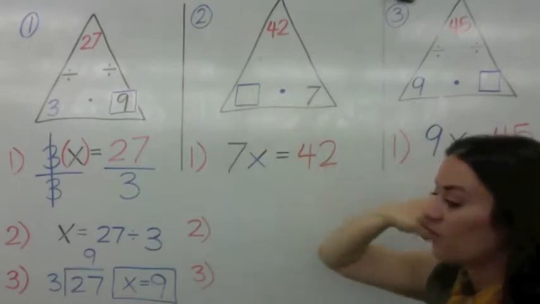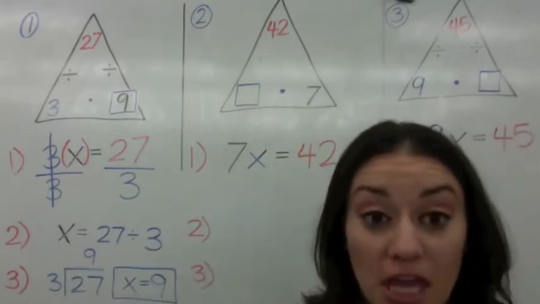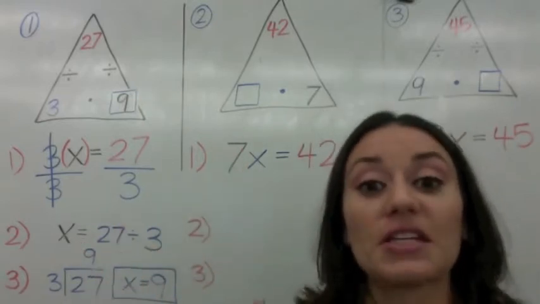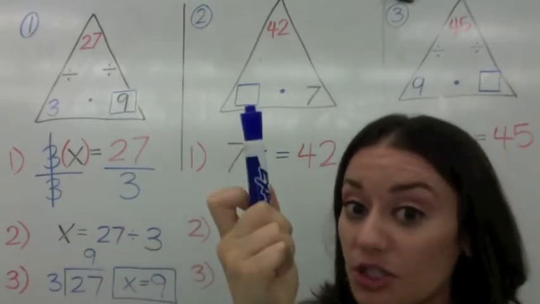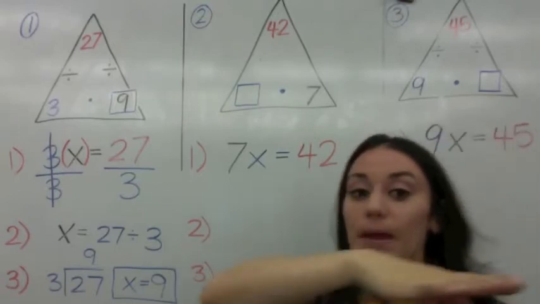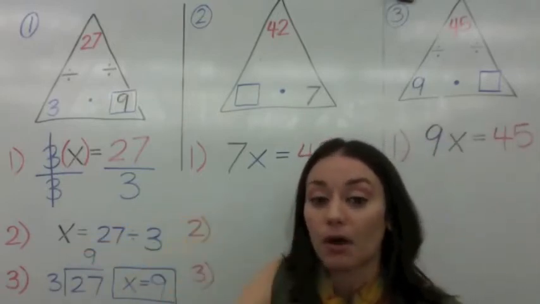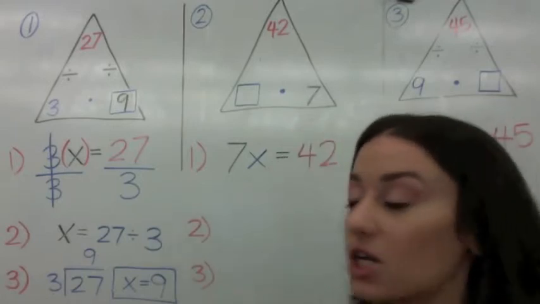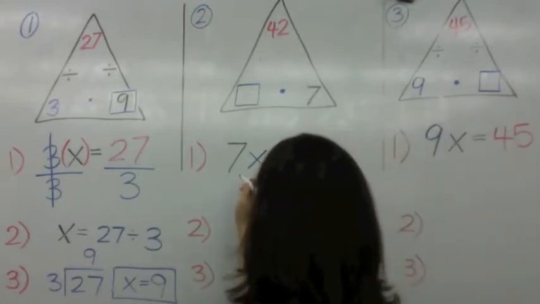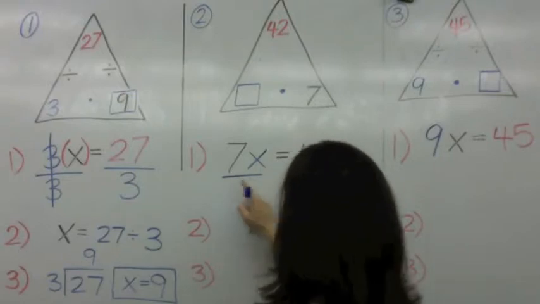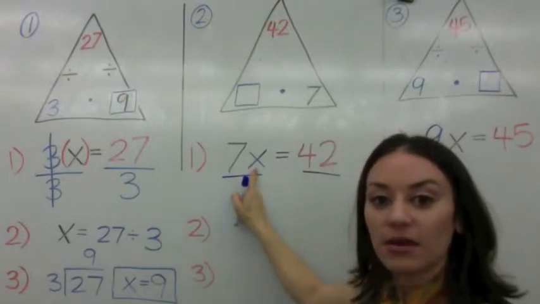What times 7 is 42? Well, you have to think the opposite. You have to think division. So what is the first thing you're going to do, guys? You're going to go ahead and make a fraction bar on both sides, because a fraction bar means to divide. So we're going to divide both sides by the number that is touching x, okay?